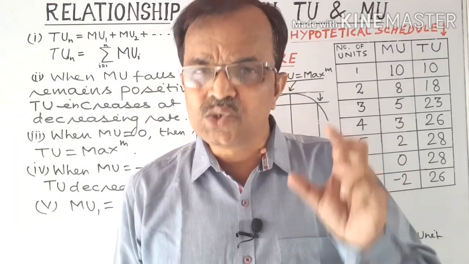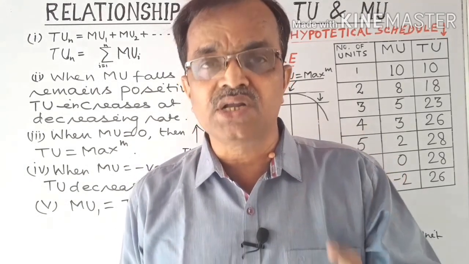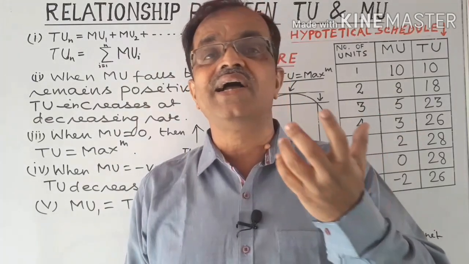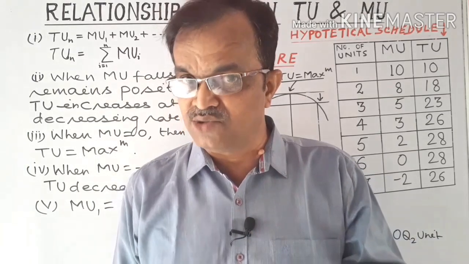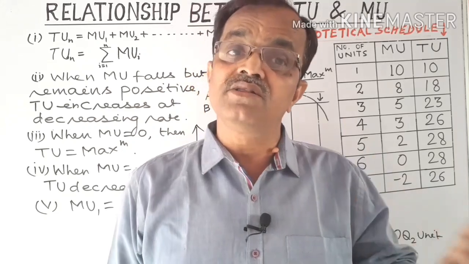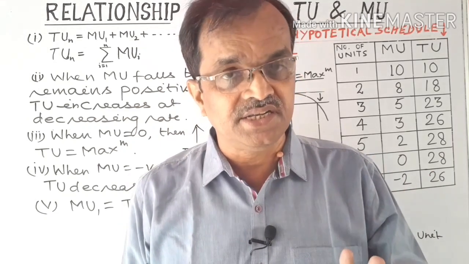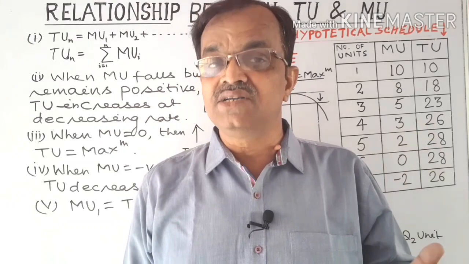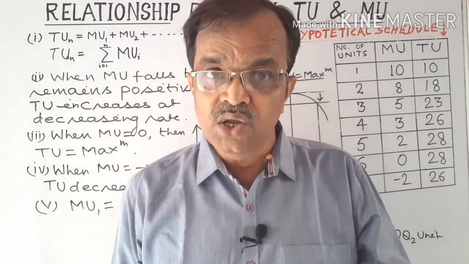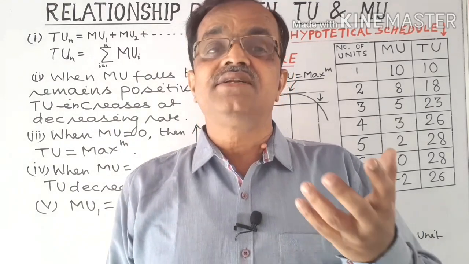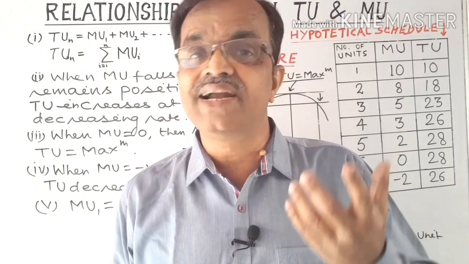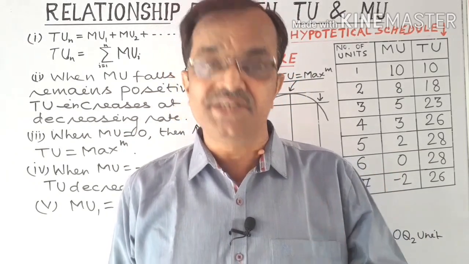As you know, the total utility is the sum total of the additional satisfaction derived from the additional units consumed of that commodity. That is, it is the sum total of the marginal utilities of all the units consumed of that commodity. Similarly, what we learned in the previous video about marginal utility too. What is marginal utility? It is the additional satisfaction derived from the consumption of an additional unit of any commodity.